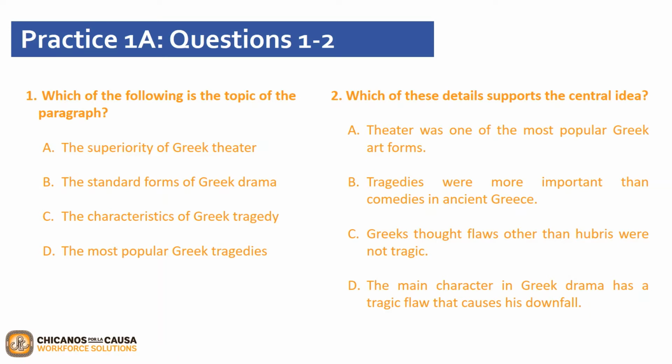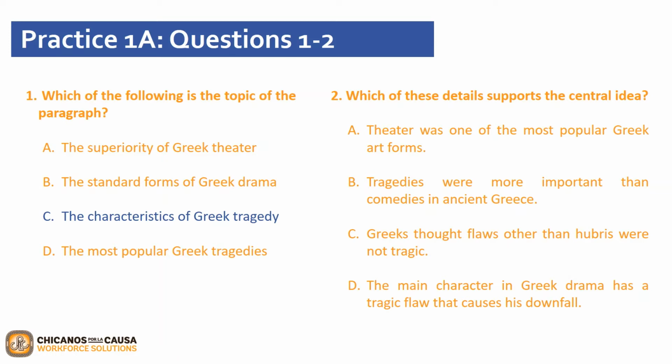Question 1 asks, which of the following is the topic of the paragraph? A. The superiority of Greek theater. B. The standard forms of Greek drama. C. The characteristics of Greek tragedy. Or D. The most popular Greek tragedies. If you chose C, the characteristics of Greek tragedy, you are correct.